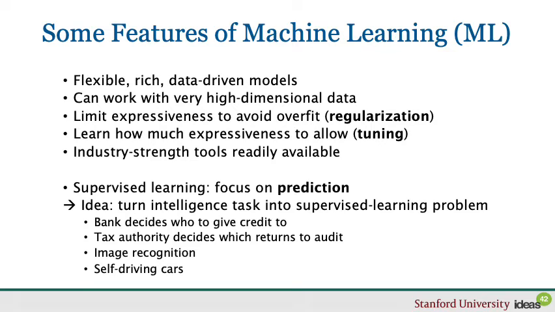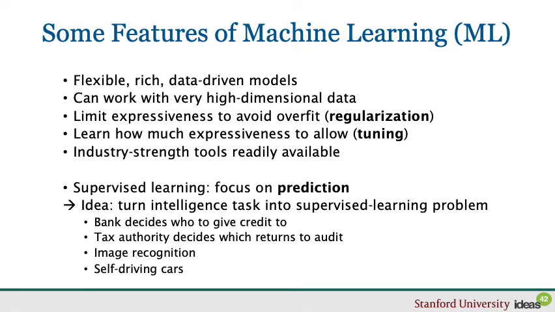Similarly, in public policy, we could think of a tax authority deciding which returns to audit. Usually a human would go through tax returns and check which ones to audit, but here we could instead say, why don't we simply turn this into a supervised learning problem, where the goal is to find those returns that are problematic, and we use training data from the existing audits to find those.